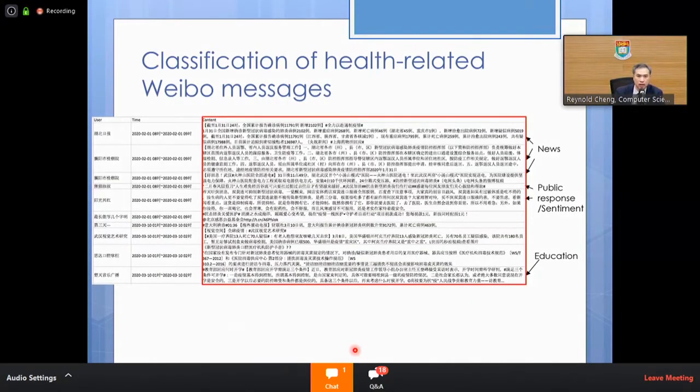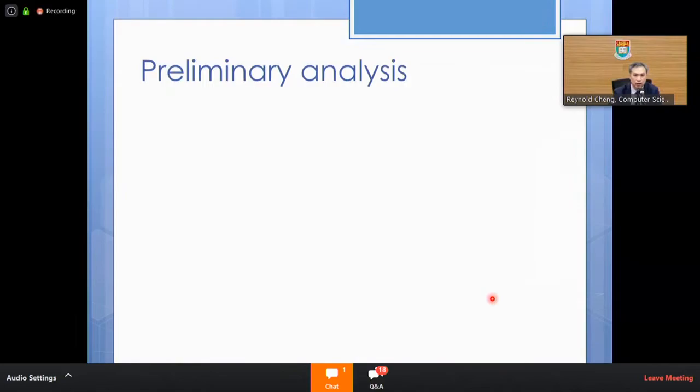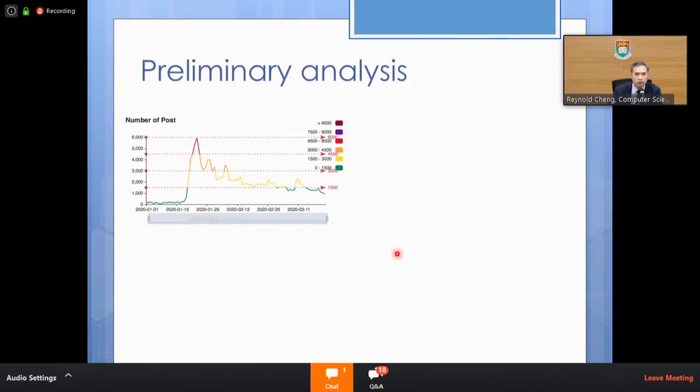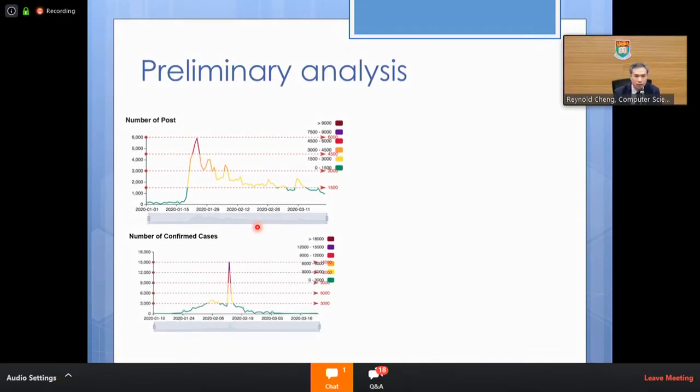So, for example, this data contains who the users are, the time as well, and also different kinds of content. First of all, based on this very large volume of data, we have to know what the classes are, whether they belong to news, public responses, sentiment, or education. We have only done some preliminary experiments for this. First, we find that a lot of the posts happen in January and then drop gradually. And we can also see from these messages the number of confirmed cases as well.